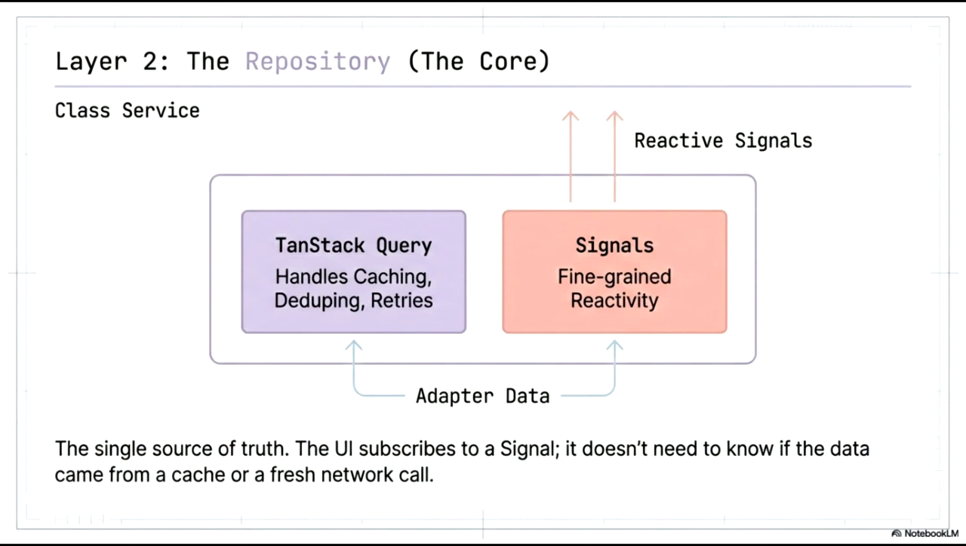This architecture establishes the repository as the single source of truth. By having the UI subscribe directly to a signal, we create a powerful abstraction where the interface remains completely agnostic of the data's origin.